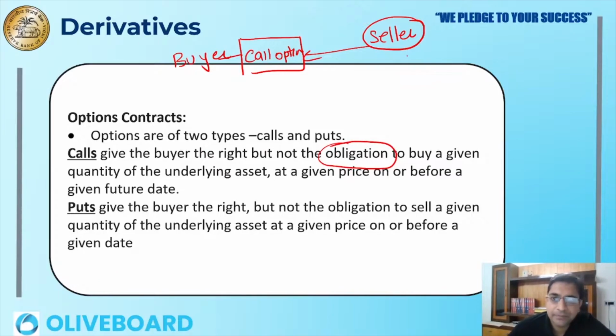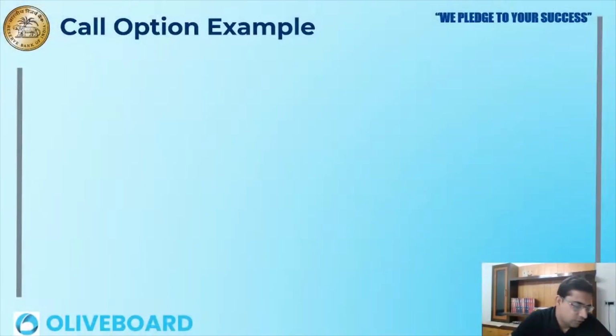I'll give you an example. A put option gives the buyer the right but not the obligation to sell an underlying asset. So how do all these things work? Now I will give you one example.